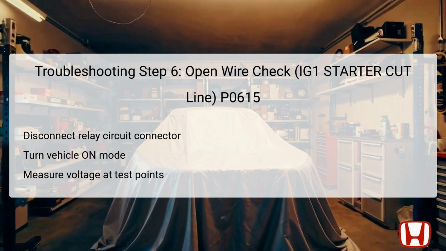and body ground. If you observe battery voltage at these points, the IG1 starter cut wire is confirmed to be in good condition, indicating everything is functioning correctly. In this case, the relay circuit board will require replacement, as it's likely faulty. However, if there is no battery voltage present, trace back and repair any open wiring between the relay circuit board and fuse A43 to resolve the failure permanently.